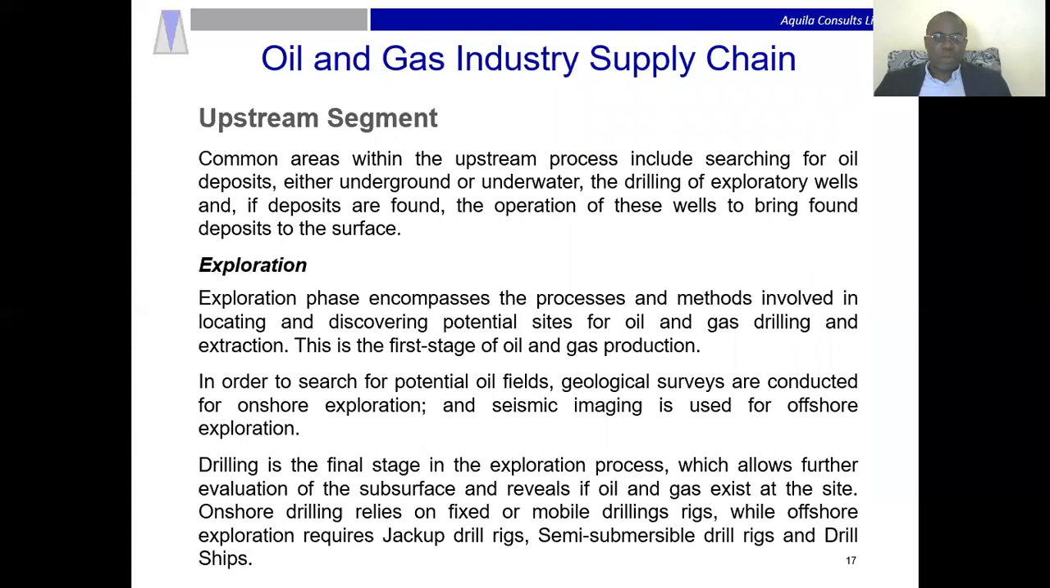So let's go a bit more into details about upstream, which we said includes the searching for and the location and the extraction of the oil and gas. So under upstream, we have exploration and production. The exploration part encompasses the processes and methods used to locate and discover the potential site for oil and gas drilling and extraction. And this is the first stage in oil and gas production. So how do you do this? You need geological surveys and seismic imaging to search for or to locate potential oil and gas fields.